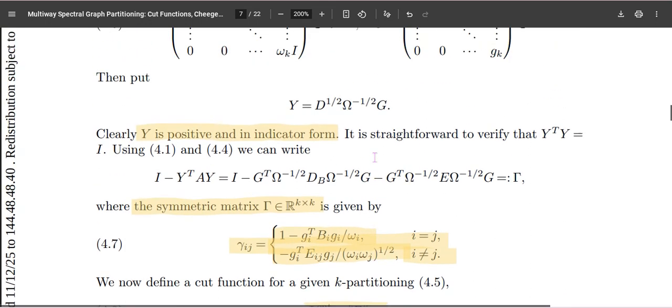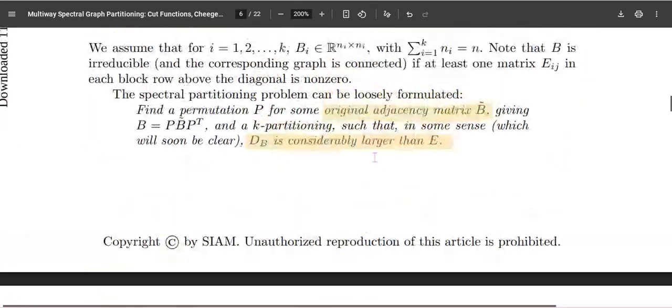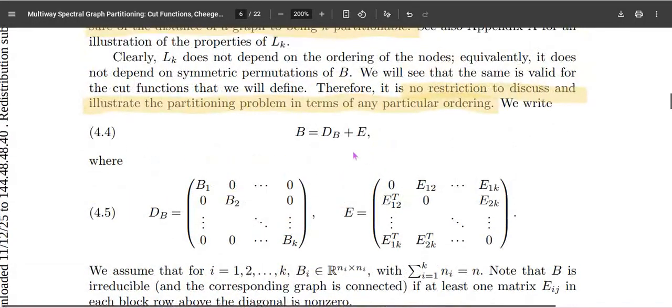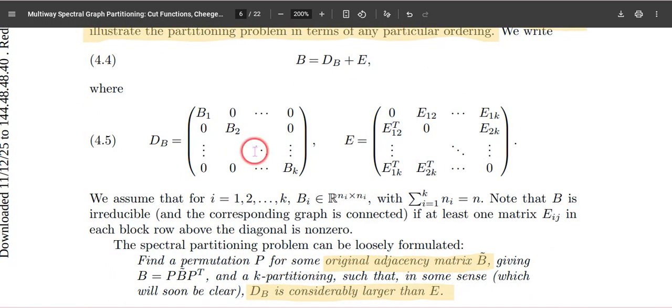Here the crux of this part is very simple. This is an adjacency matrix, and the adjacency matrix can be made into a partition of these two parts. And if it is a reducible one, this part should be as much zero as possible, and this part should have the higher weightage.